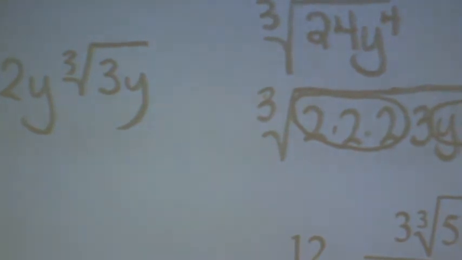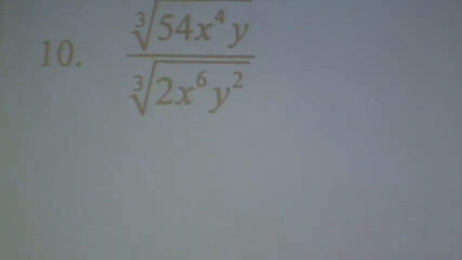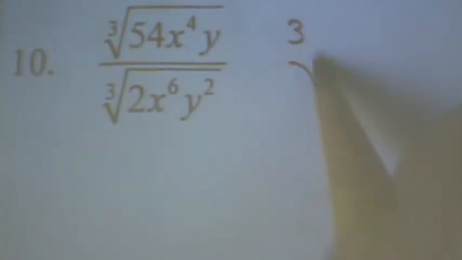Number 10. What do you do next? 27 times it goes in. So what I do is I'll make my fraction here, because it's all the same index. 2 goes into 54, what'd you say? Okay, what about the x's? Who wins, top or bottom? Bottom. How many are left?